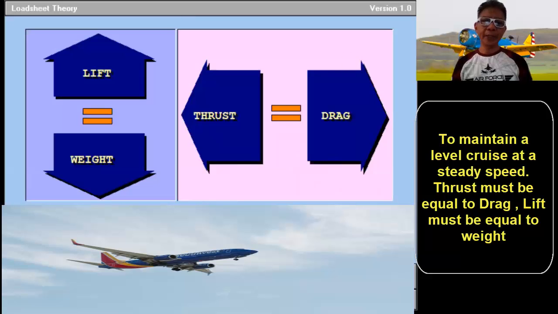To maintain a level cruise at a steady speed, the thrust must be equal to drag, and lift must be equal to weight.